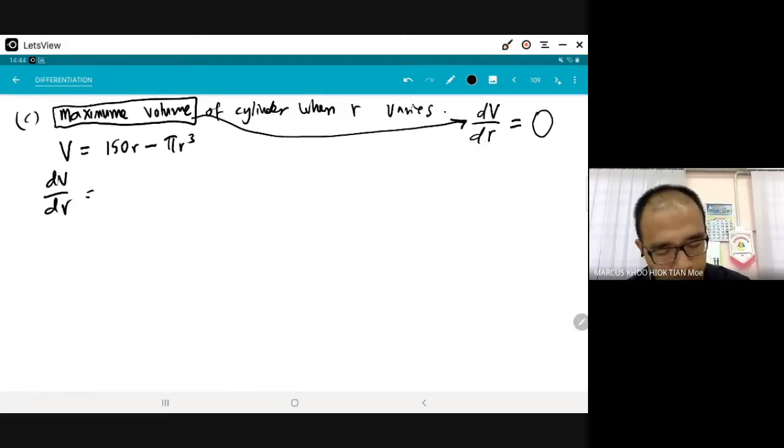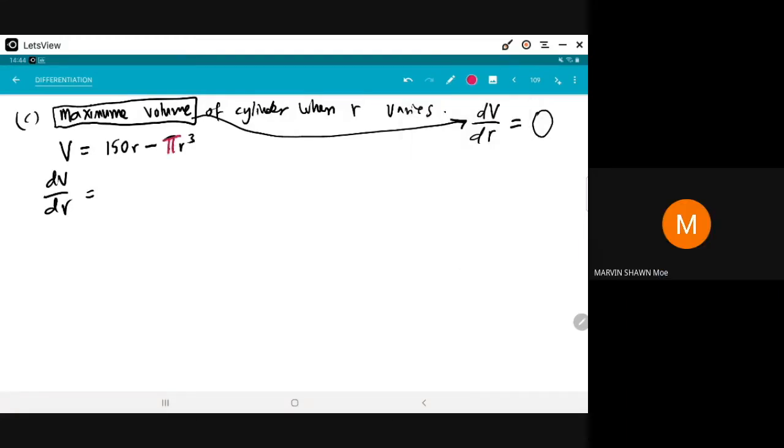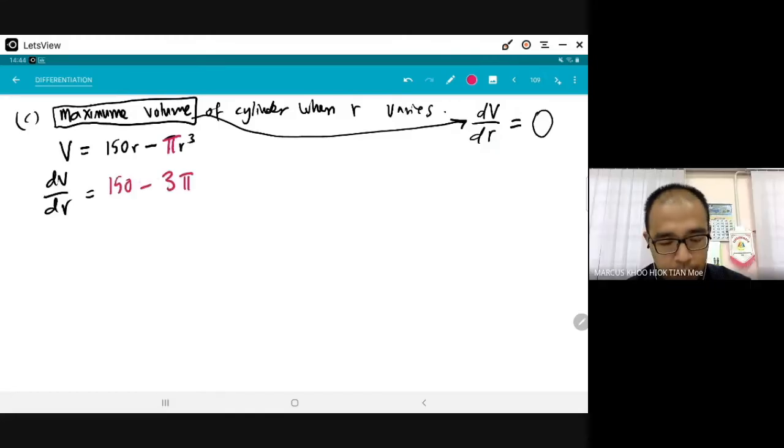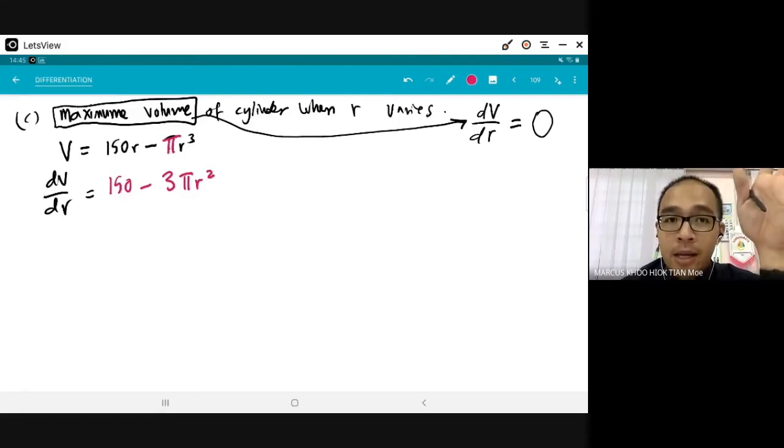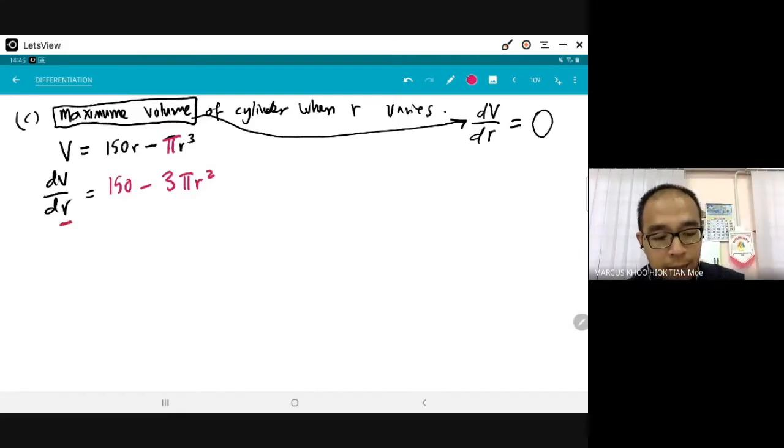dV/dr please. Because I want to address an issue over here. The issue is always with this pi. 150 minus 3 pi r squared. Guys, remember, pi is just a number, and because pi is just a number, we don't touch the power of pi. Because we are differentiating with respect to r, only r's power changes. I feel like I'm shouting in today's class because I feel like I'm fighting the rain.